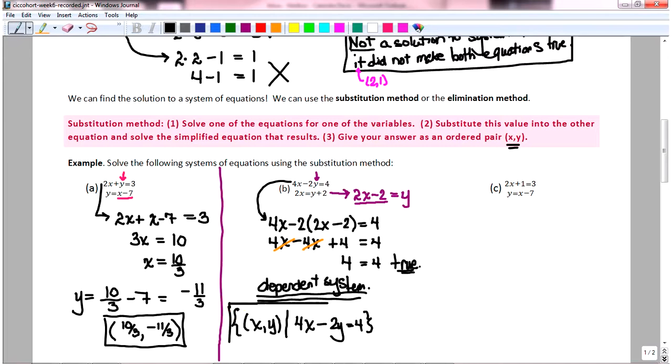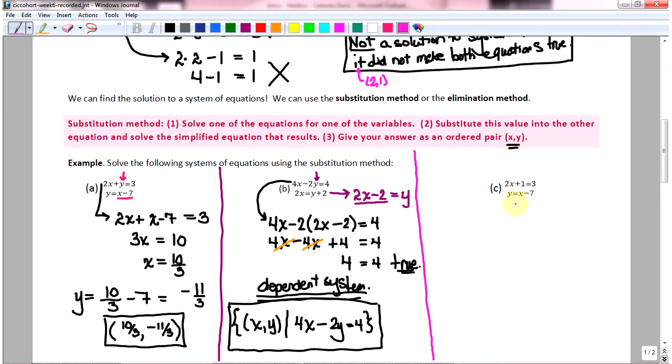You equally could have chosen the second equation to put into your set. That would also be correct. Okay, so whenever you come up with a statement that's always true and you don't have a variable to solve for, that means you're dealing with a dependent system and every point on the line is going to be a solution. Okay, let's move on to example 3.